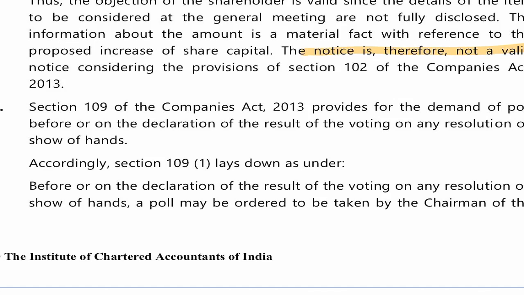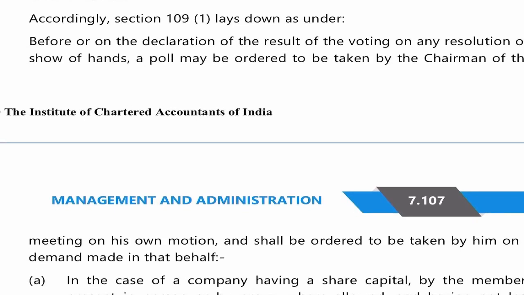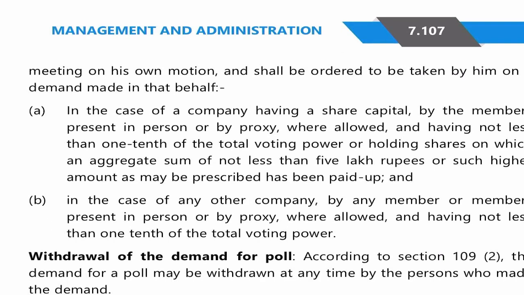उसमें अपन ने लिखा भी था नोट्स में कि चेयरमैन को लगता है वो मैटर पे पोल करेंगे या कुछ जो रिक्वेस्ट करेंगे। A poll may be ordered to be taken by the chairman of the meeting on his own motion and shall be ordered to be taken by him on a demand made in that behalf, in the case of a company having a share capital, by the members present in person or by proxy holding not less than 1/10 of the total voting power or holding shares on which an aggregate sum of not less than 5 lakh rupees or such higher amount as may be prescribed has been paid up. And in the case of any other company, by any member or members present in person or by proxy and having not less than 1/10 of total voting power.